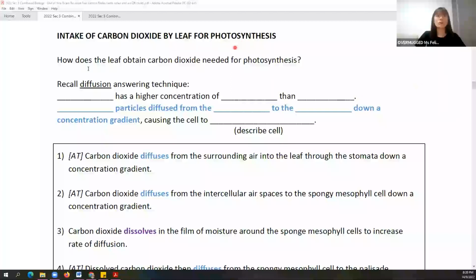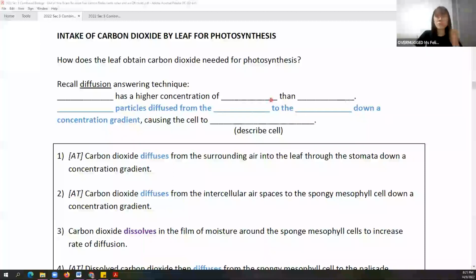Okay, so for the questions in the exam, usually they will ask you like this: How does the leaf obtain carbon dioxide needed for photosynthesis? When they ask you such a question, what you should be doing is you should use the diffusion answering template. This template I actually copy and paste from the previous page.